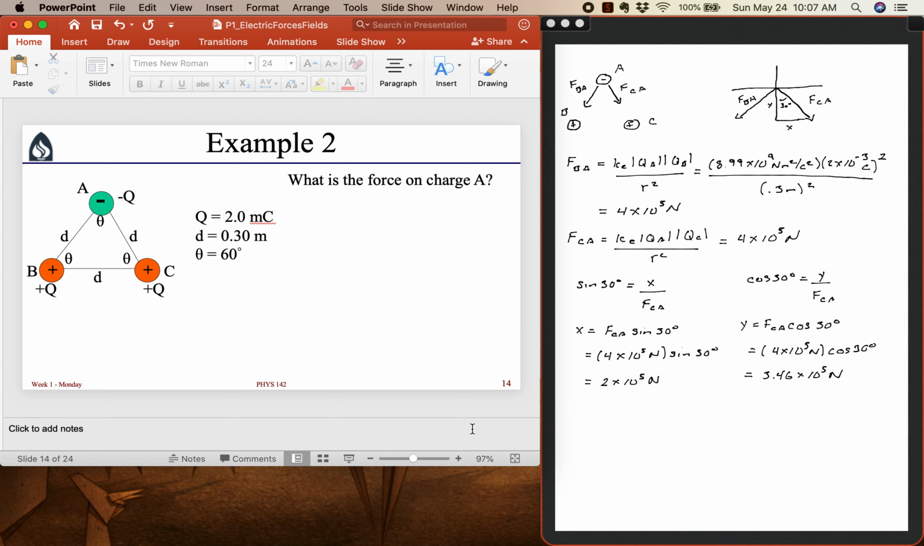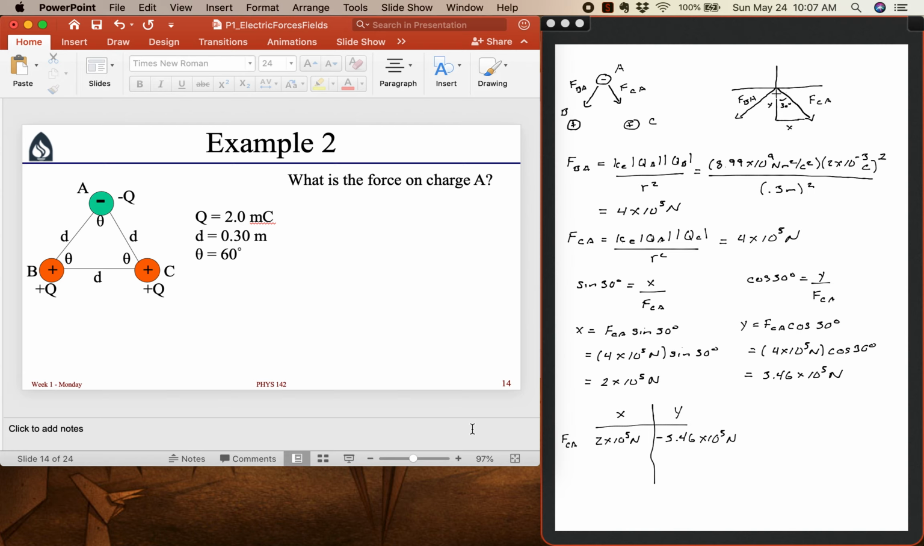Okay, so let's put some of these vector components into a chart for adding up the force vectors. So I have the x component and the y component. And for FCA, the x component we found is 2 times 10 to the 5th newtons, and the y component is 3.46 times 10 to the 5th newtons. And I better put a negative because this vector is pointing in the minus y direction. The y component needs to be negative.